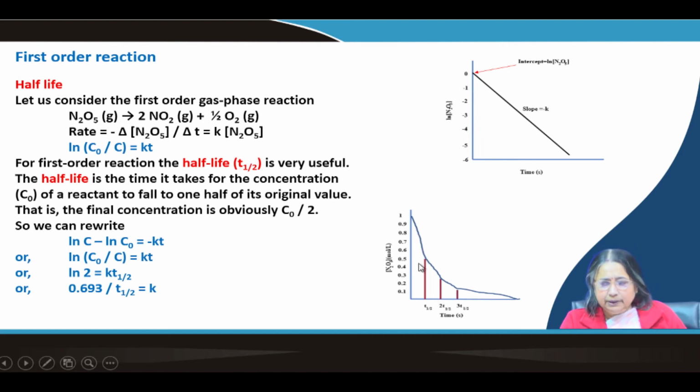Now, if you look into the curve, that is the time on the x axis and the concentration of N2O5, considering this example.